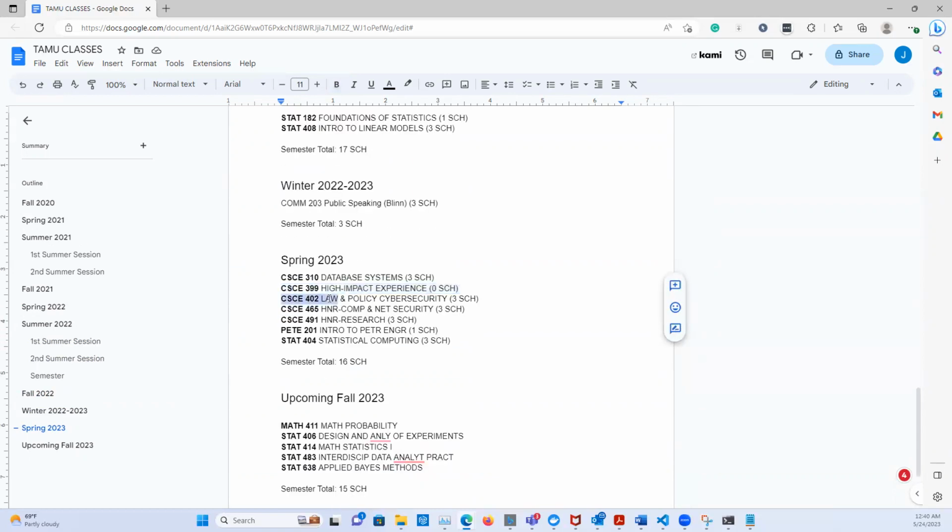Next is CSCE 402, which is law and policy for cybersecurity. So it's a very interesting class. I had it with Professor DeWitt, and it was a very interesting class, I'd say. You learn a lot about cybersecurity law, and she also gives a lot of interesting insights. There's a lot of writing in this class, but I'd say it's worth it because you learn about a lot of interesting things about cybersecurity law.